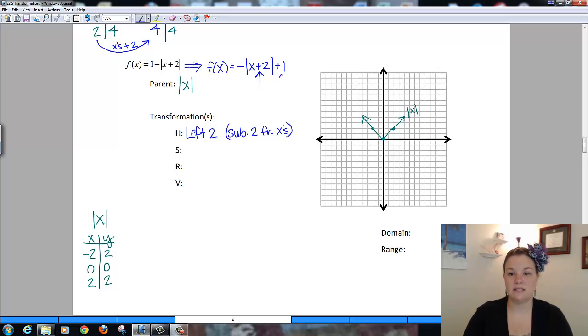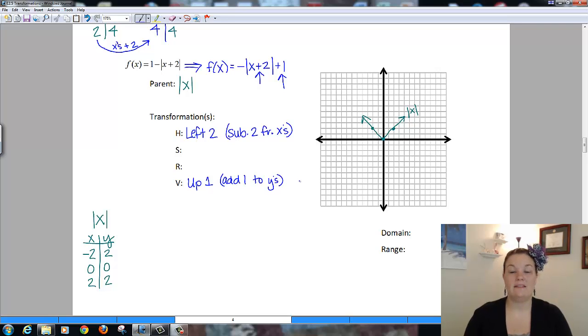The next one I see is this plus 1 out here. If I have a plus 1, notice it's outside the function. The function here is the absolute value. So anything that happens inside that absolute value is being applied to the x. Anything that happens outside the absolute value is happening to the y. So since I'm adding 1 outside, that's going to be a vertical shift. So I'm going to write that next to my v, and that's going to move my picture up 1. To move my picture up 1 in my xy table, I'm going to have to add 1 to my y's.